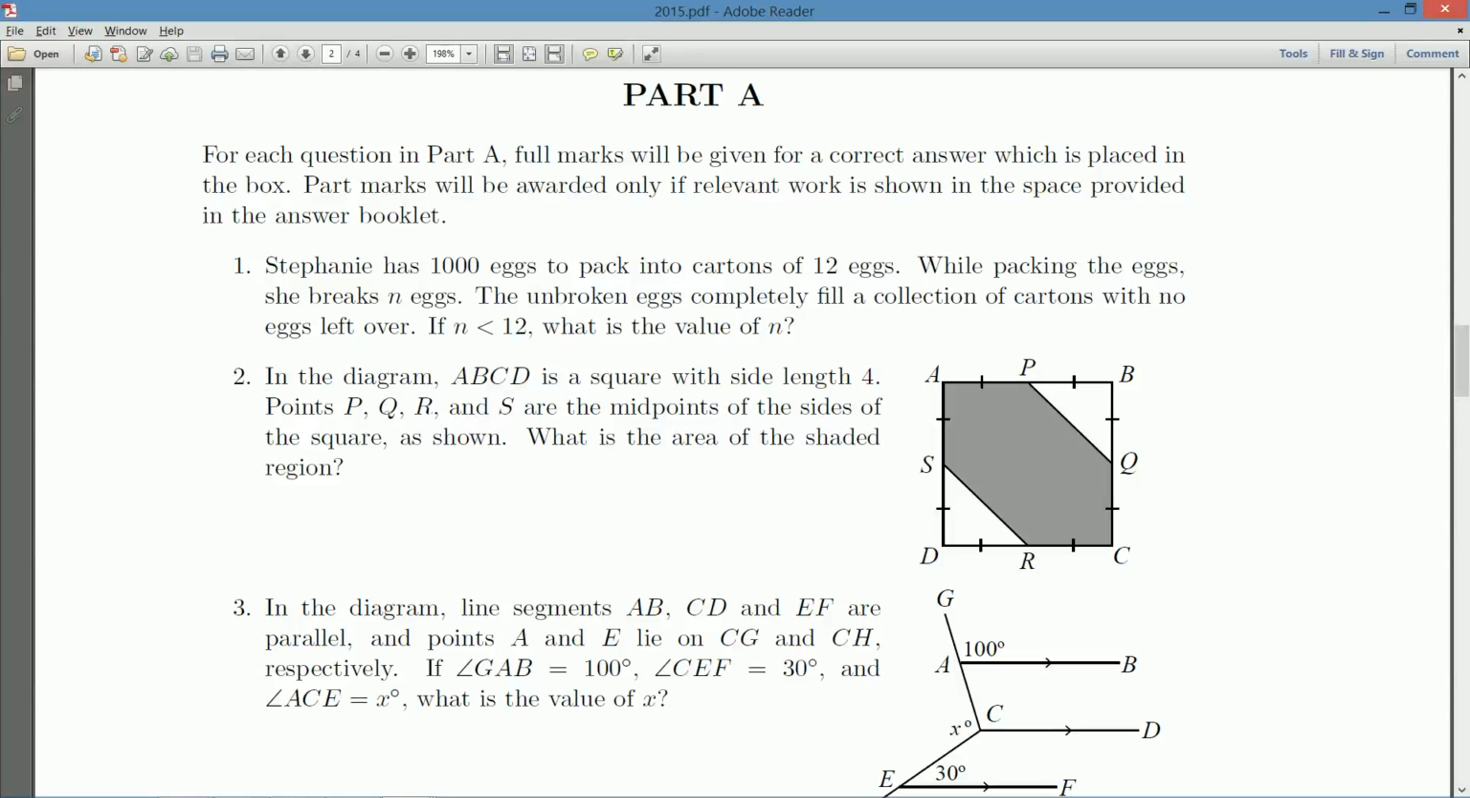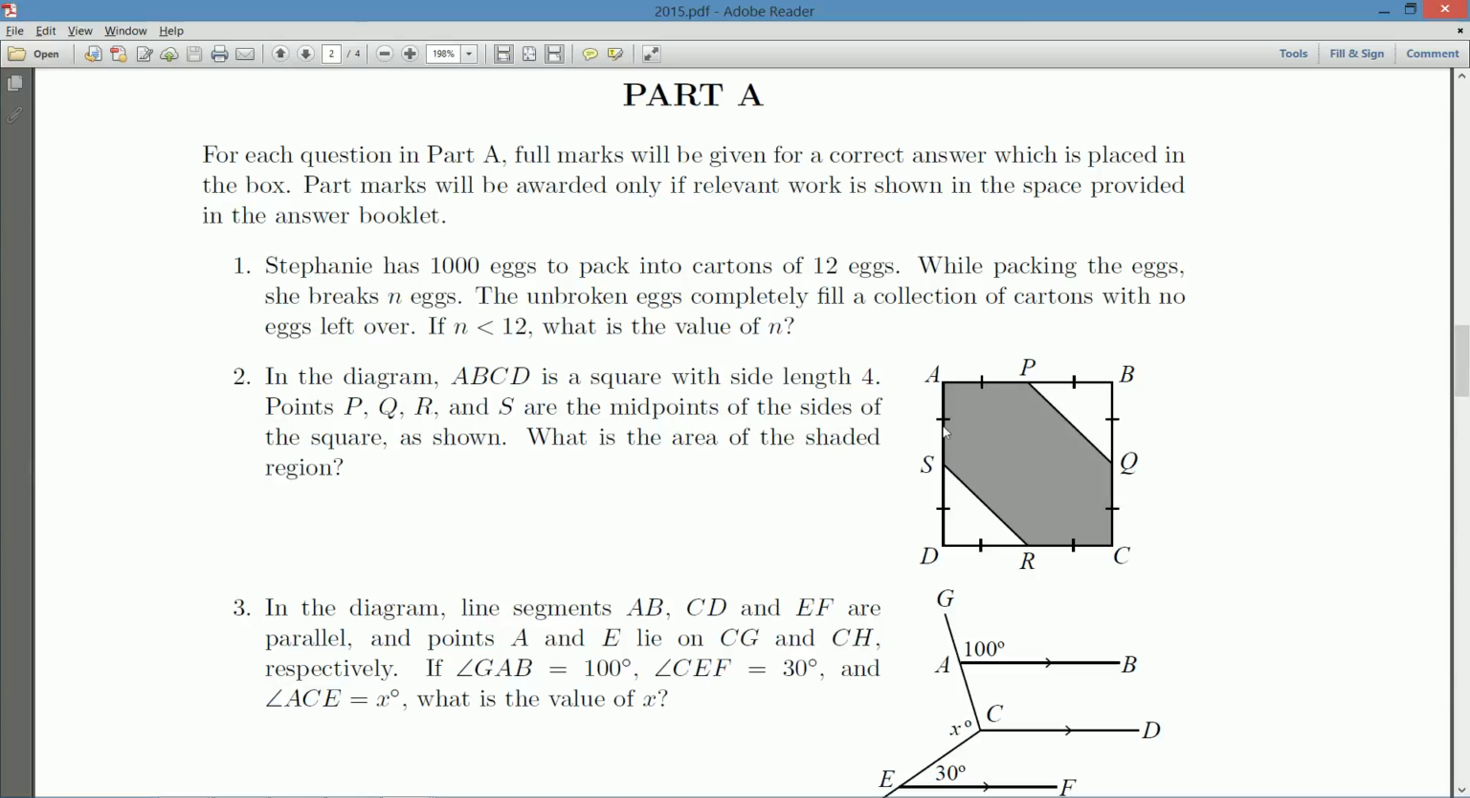Question 2 says, in the diagram, ABCD is a square with side length 4. They don't have that labeled in their diagram. That's okay. When we draw ours, we'll add that in. Points P, Q, R, and S are the midpoints of the sides. And we've noted that on the square shown because we have these lines running through segment PB and AP.